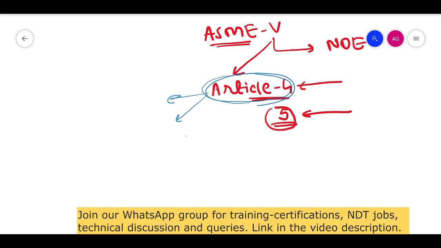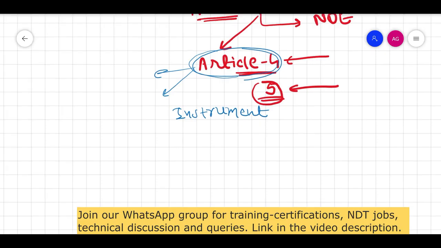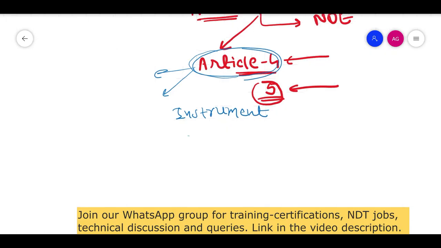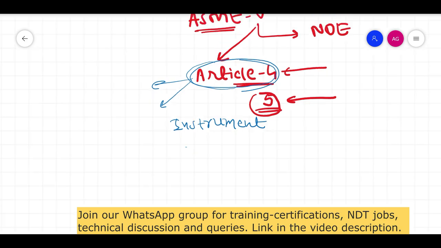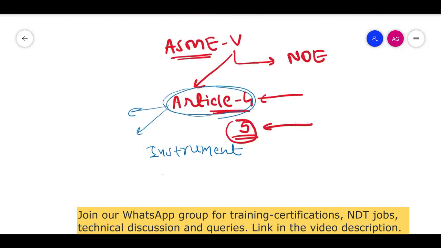Apart from this, Article 4 is about UT. What are the instrument requirements for UT? Which instrument will you have to use in UT? What is the requirement of Article 4 on calibration? So, we will see all these details. What is the requirement of the probe if you do UT according to ASME Section 5 Article 4? Okay. So, we will cover all these details in this video.